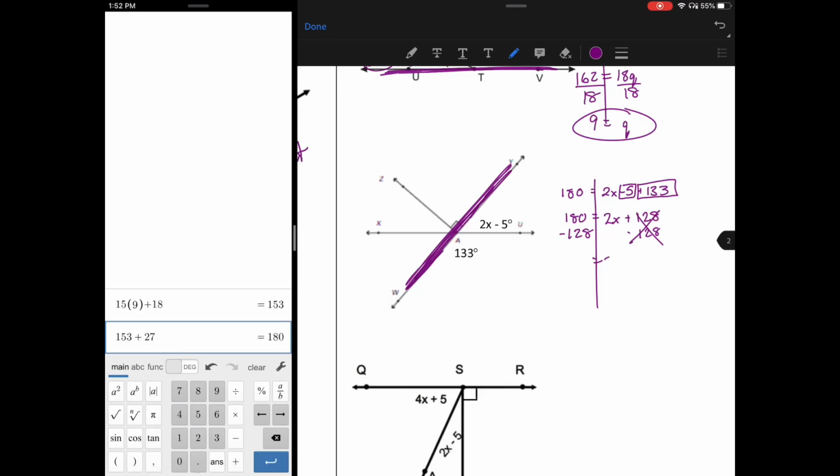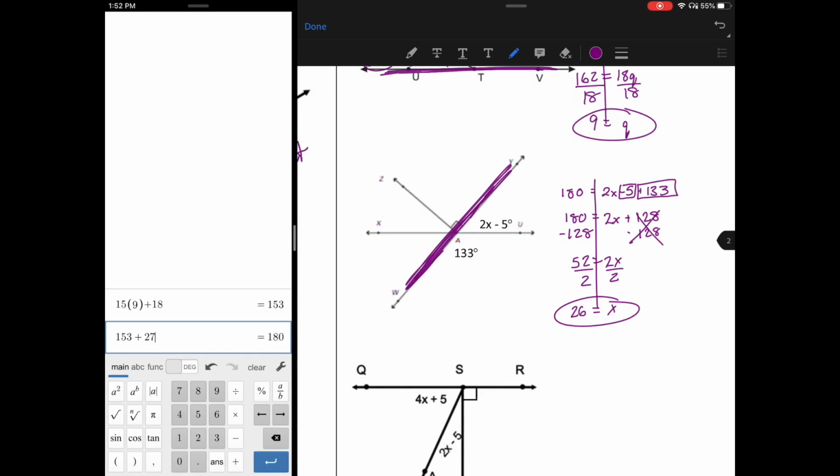Cancels out on the right, and you're left with 2x. And on the left, we're left with 52. And then lastly, we divide both sides by 2, and x is equal to 26.